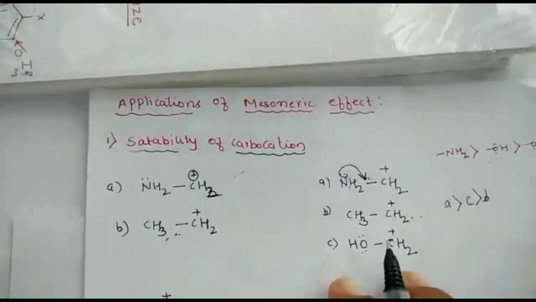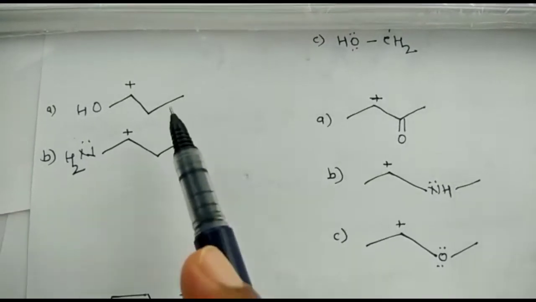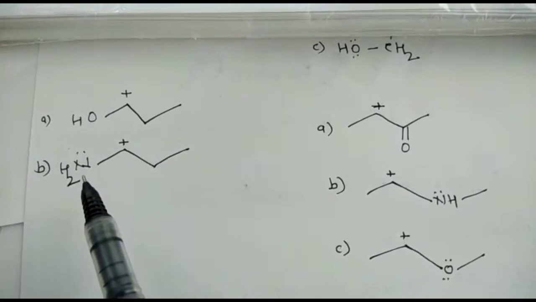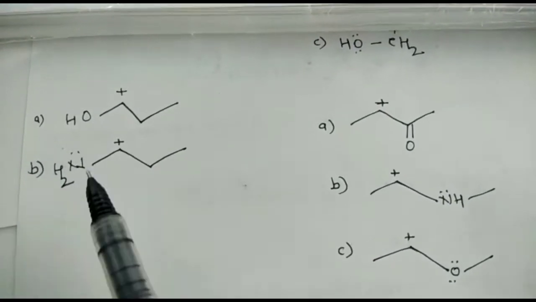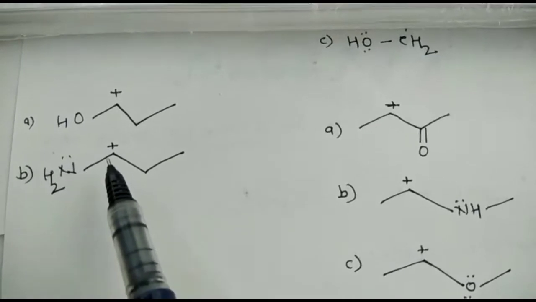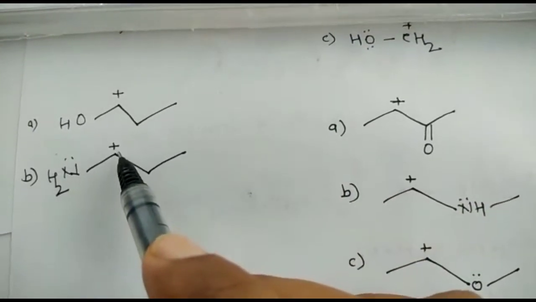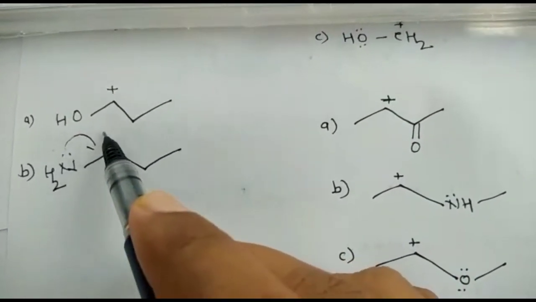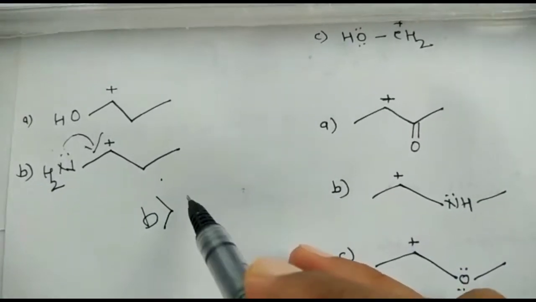We'll take another example. Among A and B, which carbocation is more stable? As you know, NH2 is a more electron donating group as compared to OH, and this will minimize the positive charge on the carbon atom. It will donate a lone pair of electrons and stabilize it. So B is the more stable carbocation as compared to A.